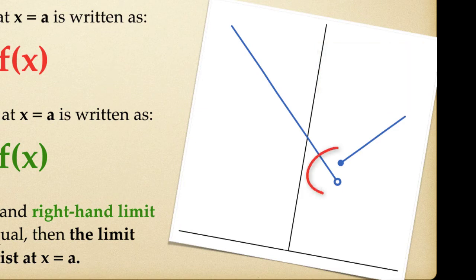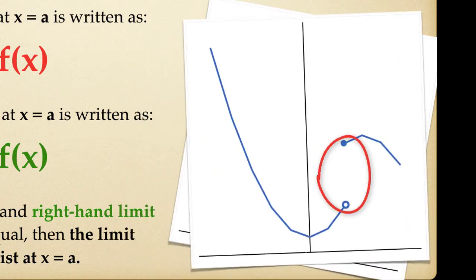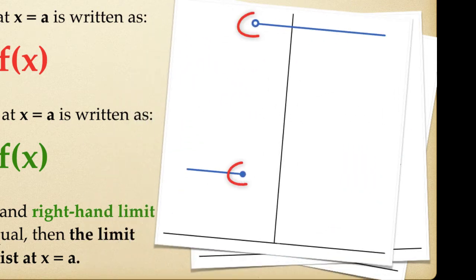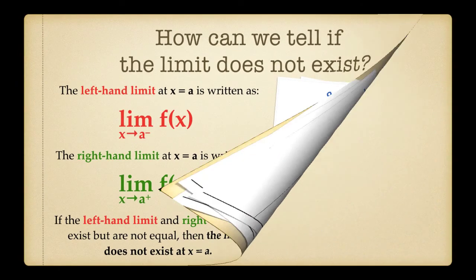Okay, so here's an example. As you see, the left-hand side of the function before that break approaches a certain y value. The right-hand side of that function approaches a different y value. So what you'll notice is the limit doesn't exist at that point. It probably exists everywhere else, but just not at that point. Okay, so here are some more examples of where the left-hand side and the right-hand side are approaching different y values, which means that the limit at that point doesn't exist.